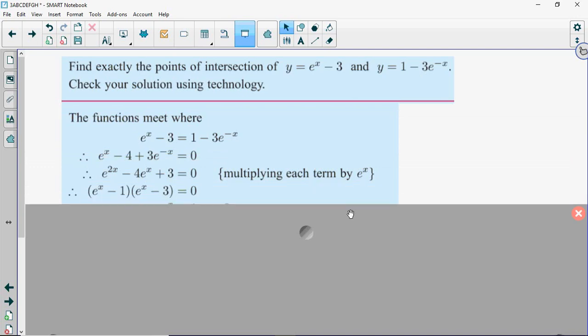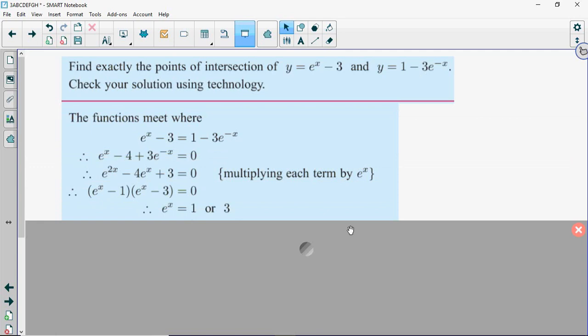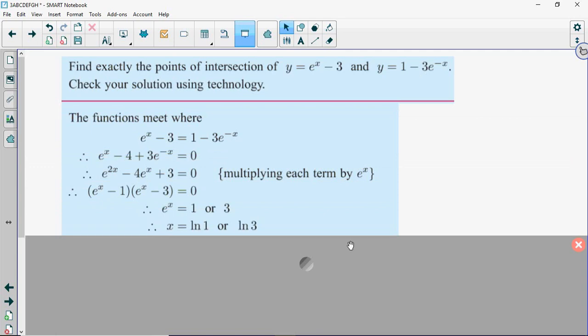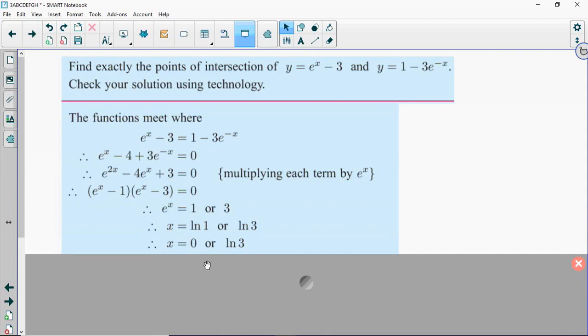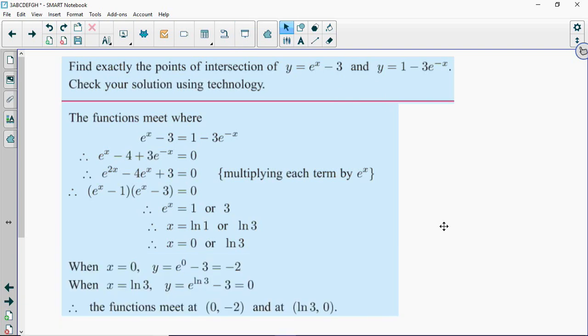So we know that e to the x is equal to either 1 or 3, which means that x is equal to either ln of 1 or ln of 3. So ln of 1 is equal to 0, as e to the 0 equals 1, and then those are the x coordinates, so we're going to put them back into either of those two equations to get the y coordinates. I guess we should really put it into both to make sure the answers match up.